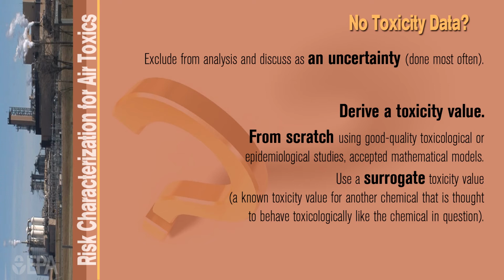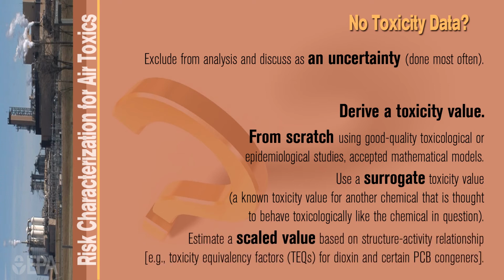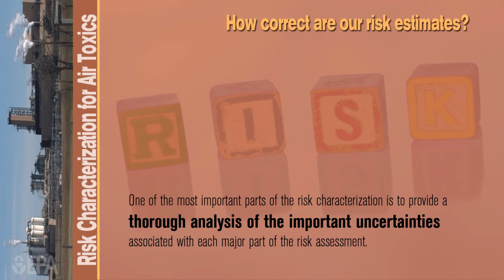In some instances, individual chemicals in a class, such as dioxins, are given a toxicity value that is scaled to the toxicity of one of the chemicals within the class. These scaled values are called toxicity equivalency factors. A qualified toxicologist should be consulted to do such evaluations. So how correct are our risk estimates?